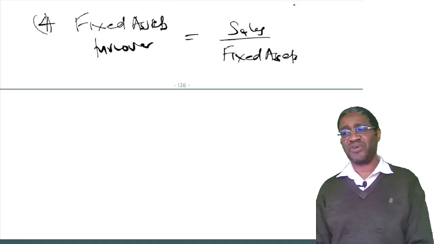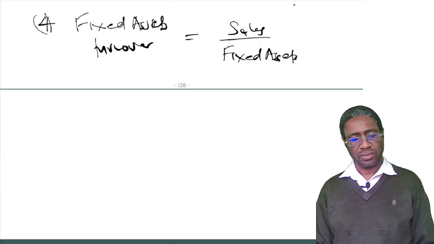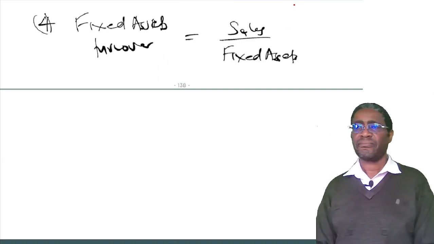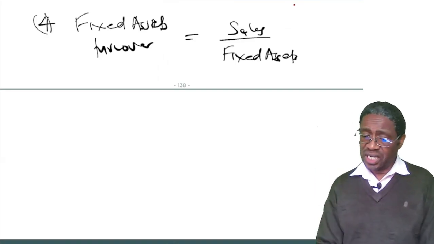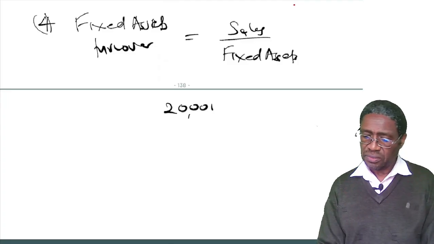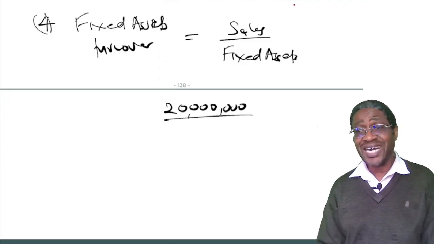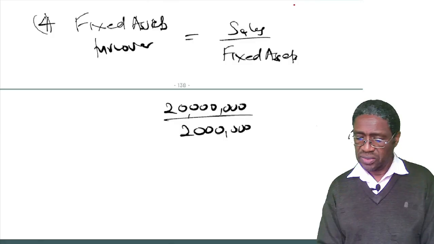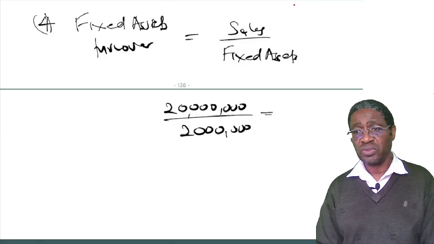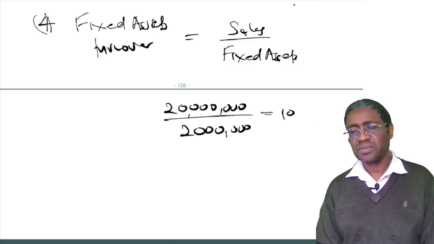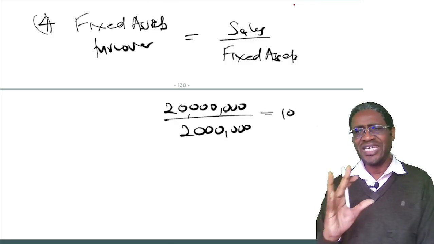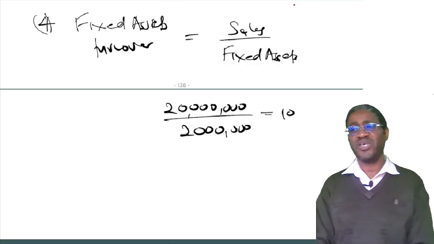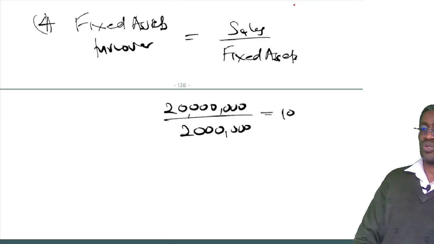Now let me explain it first. Your sales as a company are 20 million. Your non-current assets or your fixed assets are 2 million. So you get a ratio of how much? 10. What does that 10 indicate? Listen, your sales are 20 million, and your fixed assets were 2 million.